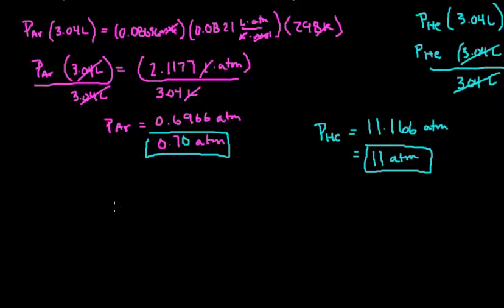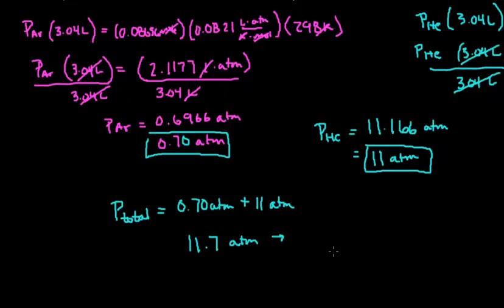In order to find P total, I need to add 0.70 atm for argon plus 11 atm for helium, and so the total pressure is going to be 11.7 atm. Unfortunately, I don't think I made this the best question in the world because I need 2 significant figures, and so I need to round this one as well to 12 atm for total.